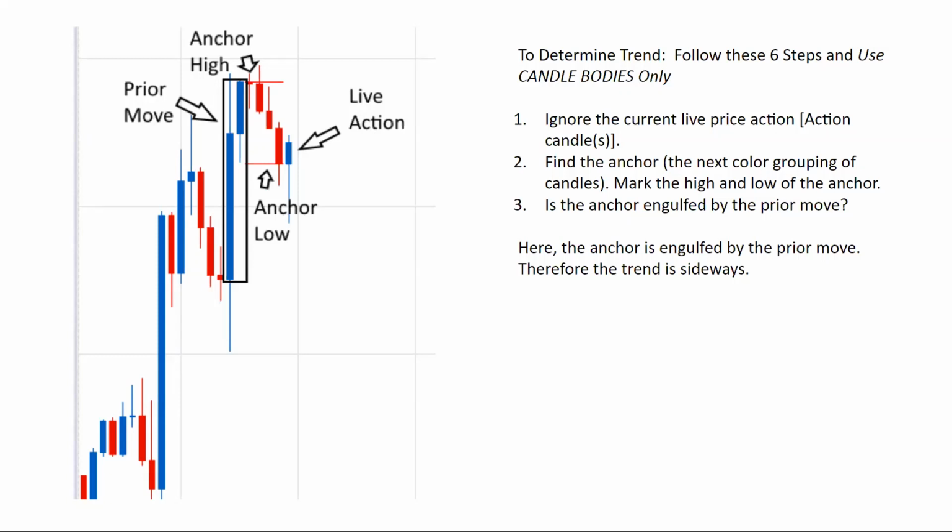All right, when the action move is outside, higher than the high or lower than the low of the pre-anchor, price action is either sideways bias up confirmed or sideways bias down confirmed. This will be explained in more detail in the next video.